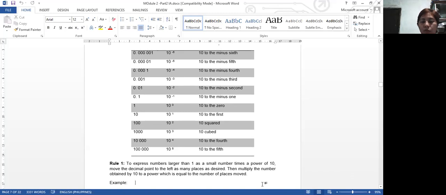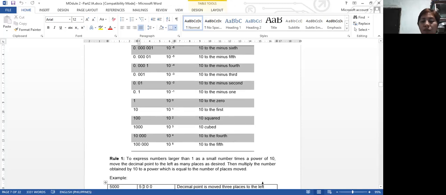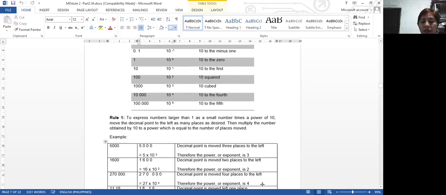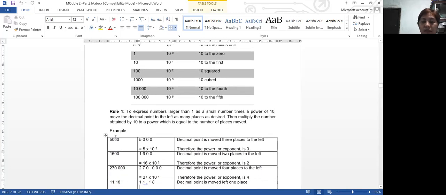Rule 1, to express numbers larger than 1 as a small number times the power of 10, move the decimal point to the left as many places as desired. Then multiply the number obtained by 10 to a power which is equal to the number of places moved. Like for example, the example given here, 5,000, 1,600, 270,000 are all larger numbers. So now, how are we going to convert this to the power of 10?